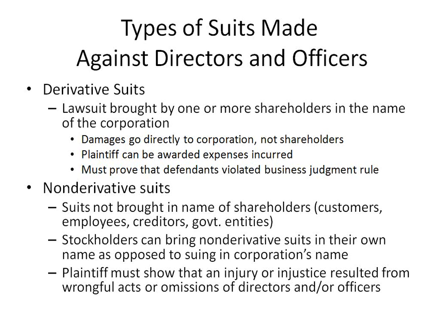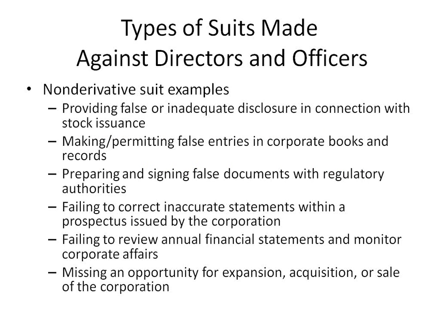And in these types of suits, the plaintiff must show that an injury or injustice resulted from wrongful acts or omissions of directors and officers. So again, there must be some type of injury. In this case, where they might sue is, well, they lost income, the injury is they lost revenue. Or if there's injustice, they would have to show that somehow they were denied some type of rights. And that injustice could be because of damage to property from what the company did, or something like that, if they contaminated the property nearby.